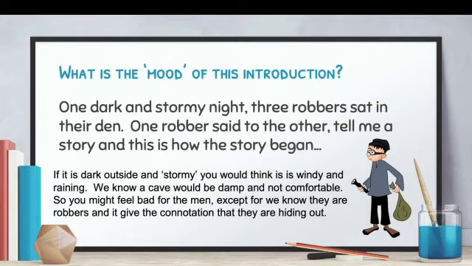So let's try the mood of this introduction. "One dark and stormy night, three robbers sat in their den. One robber said to the other, 'Tell me a story.' And this is how the story began." So if it's dark outside and stormy, you would think that it's windy, it's raining, they're inside a cave, so it's damp, it's uncomfortable. You might feel bad for the men, except we also know they're robbers, and it gives the connotation that they're hiding out.